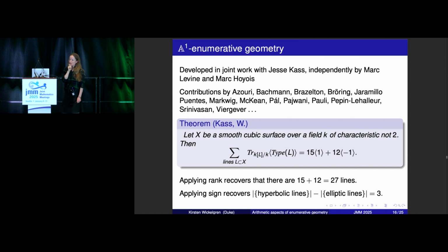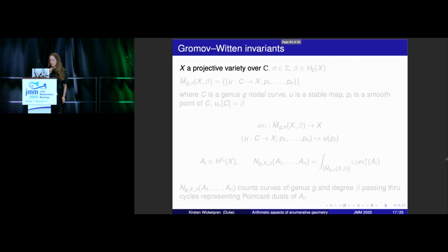So I'd like to talk about putting arithmetic information into Gromov-Witten invariants. And to do this, let's first talk a little about what Gromov-Witten invariants are. So let's take a projective variety over C, and an integer, and a class in H2 that'll serve as a degree. And we're going to want to count curves on X of degree beta.